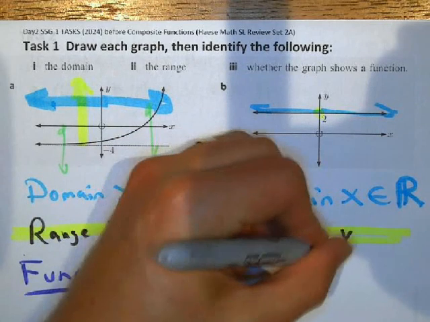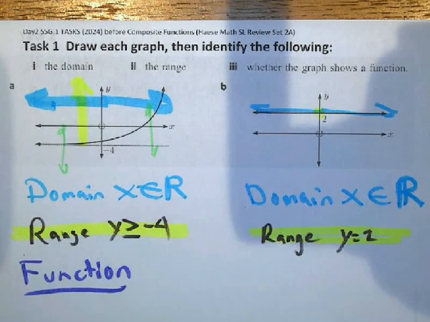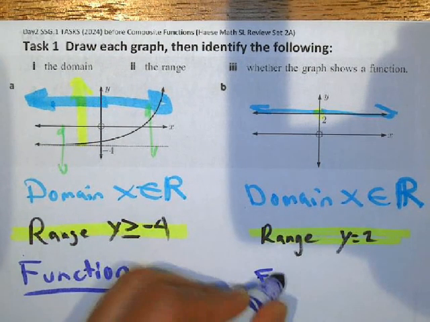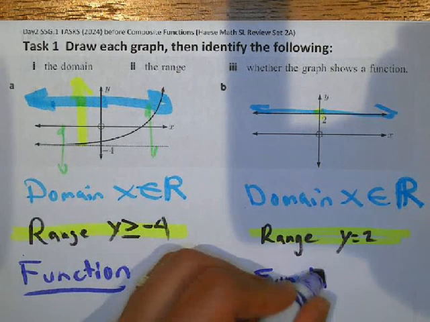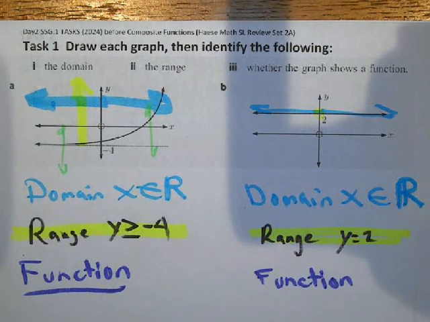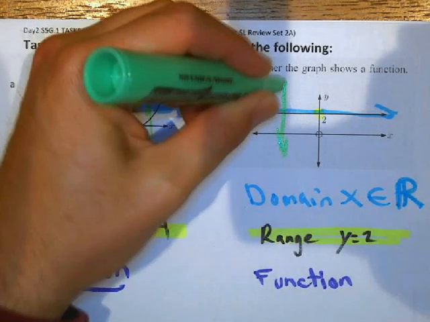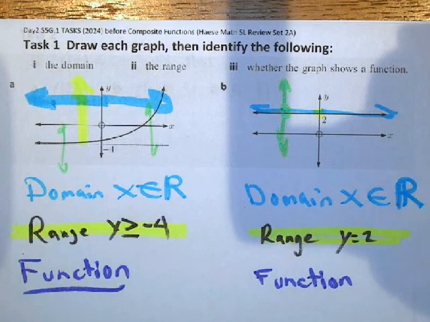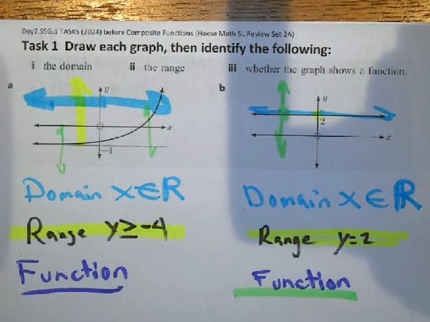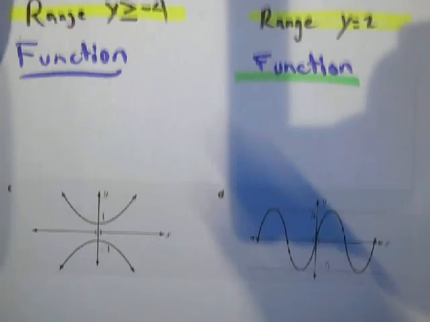Y equals 2. Okay. Now, this is a function also. If I drew a vertical line anywhere, let's just draw it right here. It doesn't matter where you draw the vertical line. It only goes through the graph once. That makes it a function.